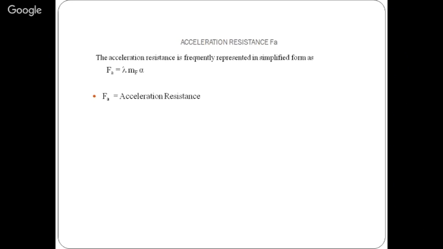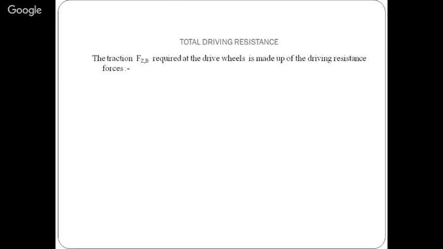Now acceleration resistance, Fa: the rotational inertia coefficient. Again, what are the different masses, what are their coefficients over there? This is a generalized coefficient. And the mass of the vehicle, and the acceleration of the vehicle.